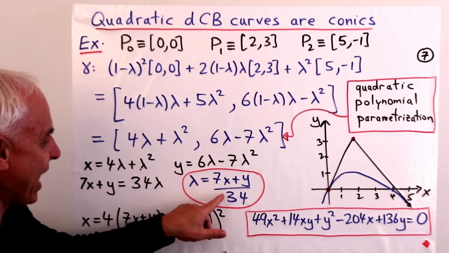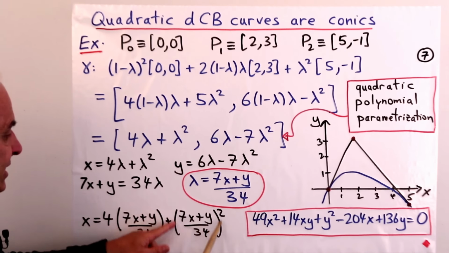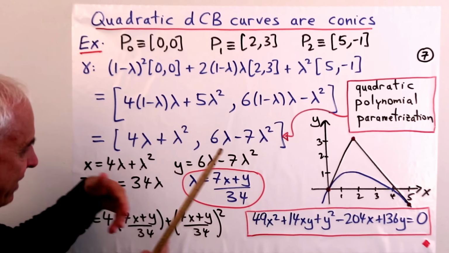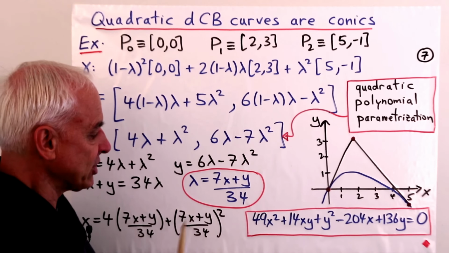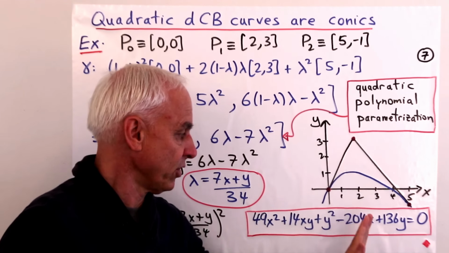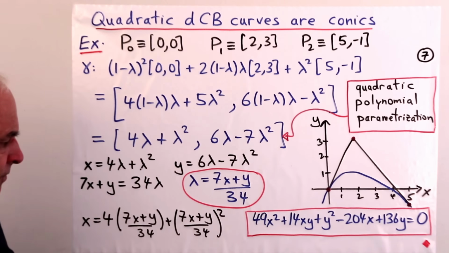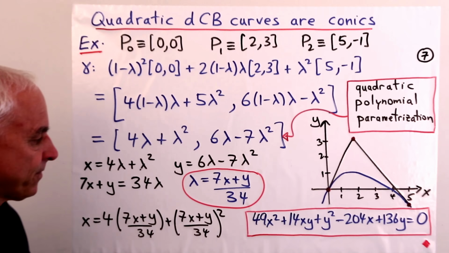So for example, if we substitute back into here, we get x equals 4 times (7x plus y over 34), plus (7x plus y over 34) squared. And then when you sort of remove denominators and bring everything to one side, you can check that you get the algebraic curve 49x squared plus 14xy plus y squared minus 204x plus 136y equals 0. And that turns out to be a parabola, which is like this. It's not a parabola opening up vertically, it sort of has an axis like this. And if you substitute it into here, well, you end up getting the same equation.